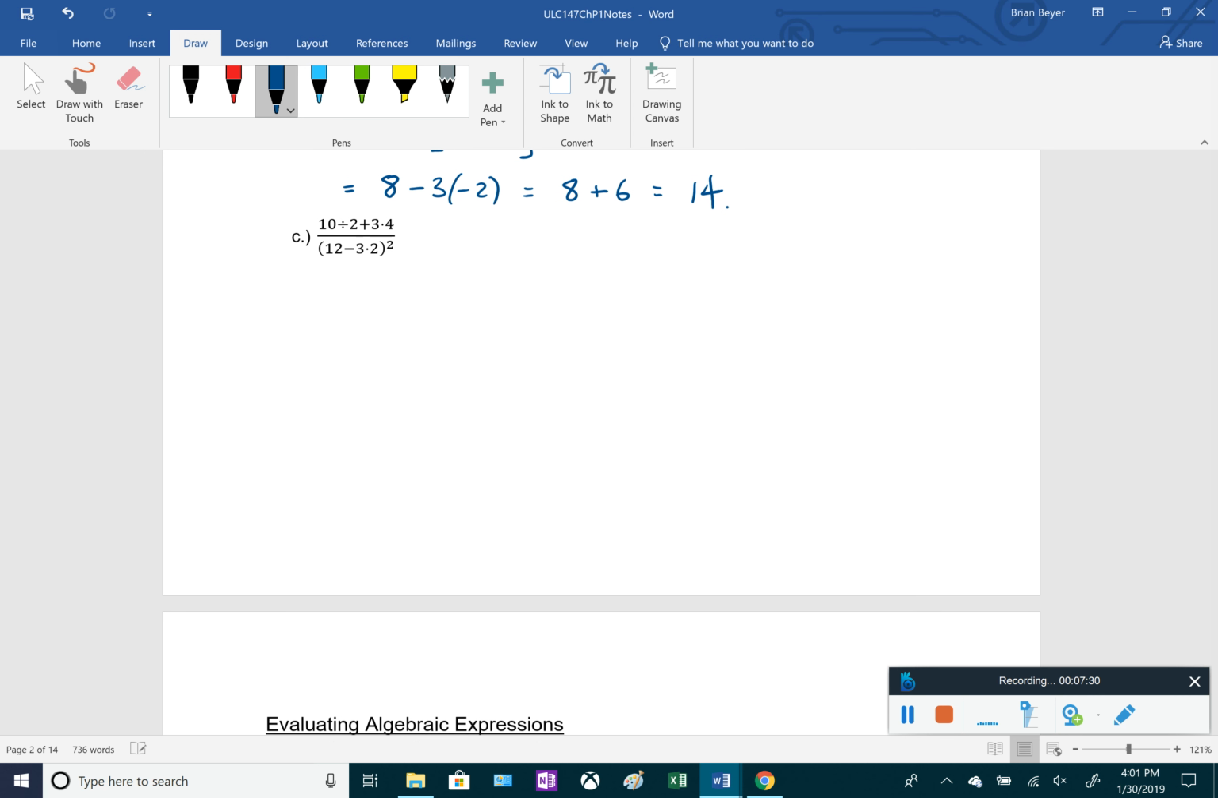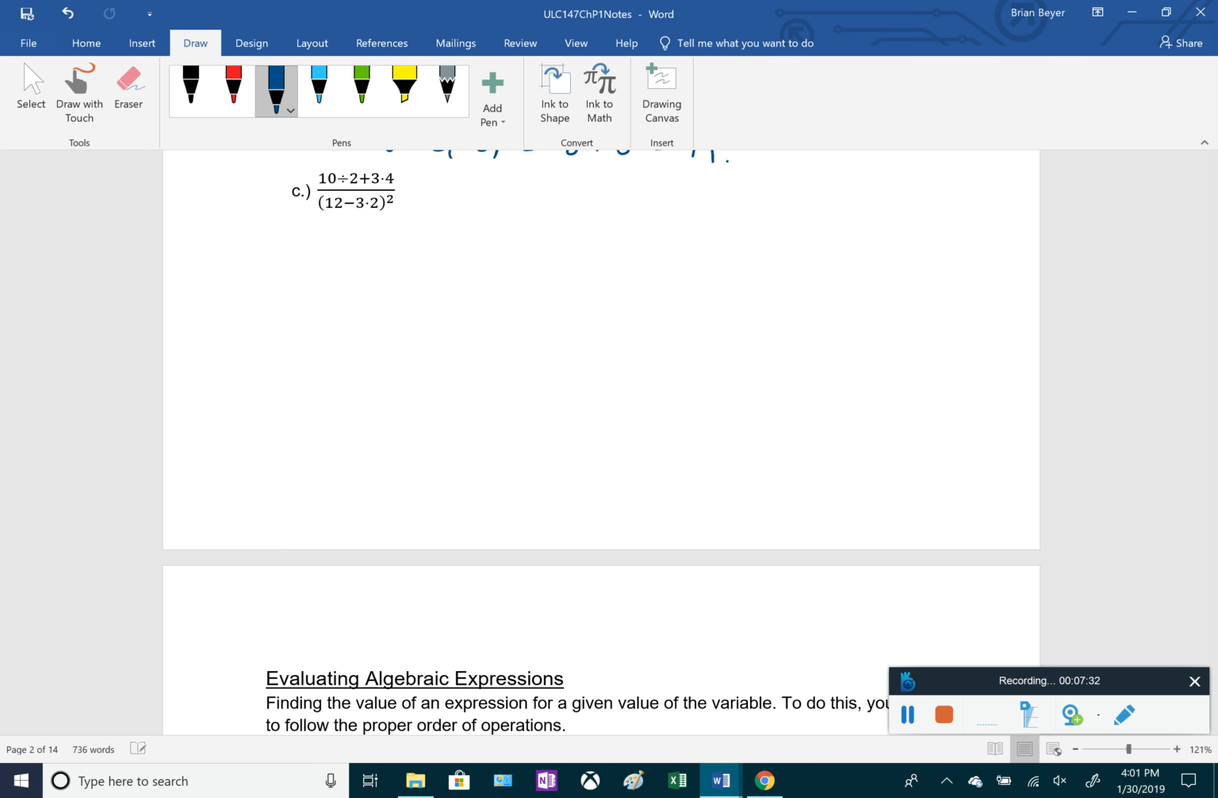And for another one here, we have 10 divided by 2 plus 3 times 4 divided by 12 minus 3 times 2 squared. So I'm going to deal with the numerator and denominator separately. So the numerator, we have division and multiplication and addition. So division first because it pops up first, left to right. 10 divided by 2 is 5. So 5 plus 3 times 4.